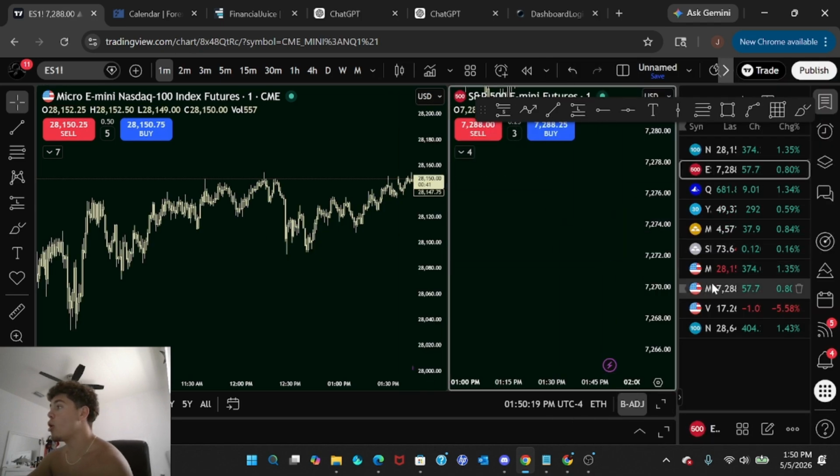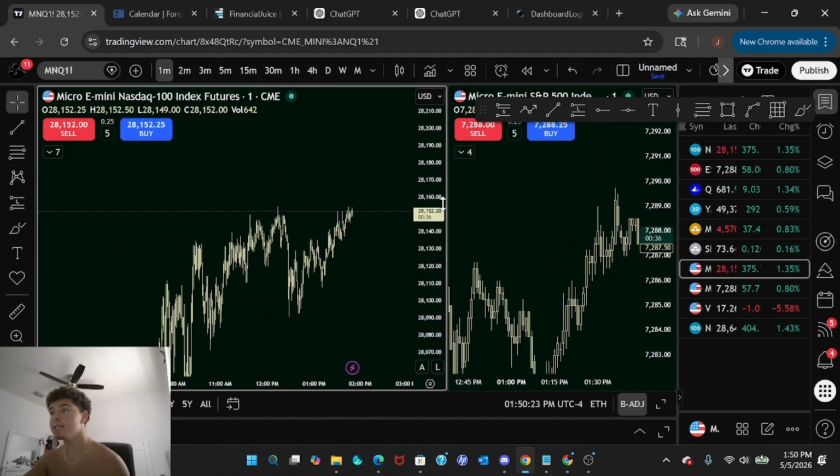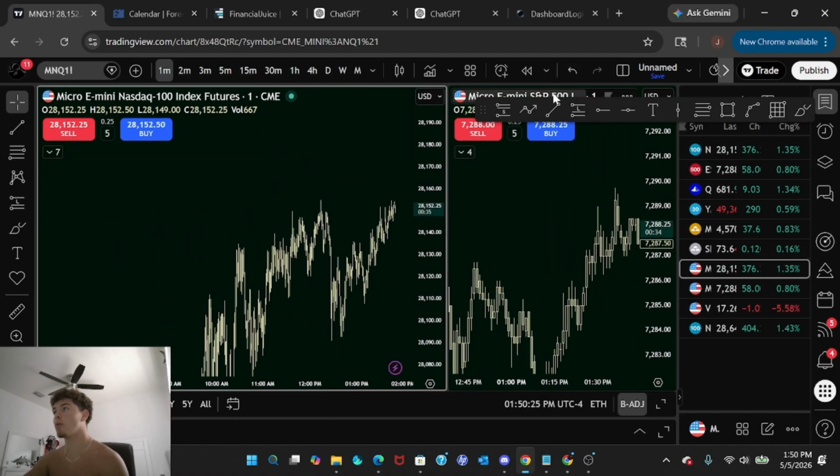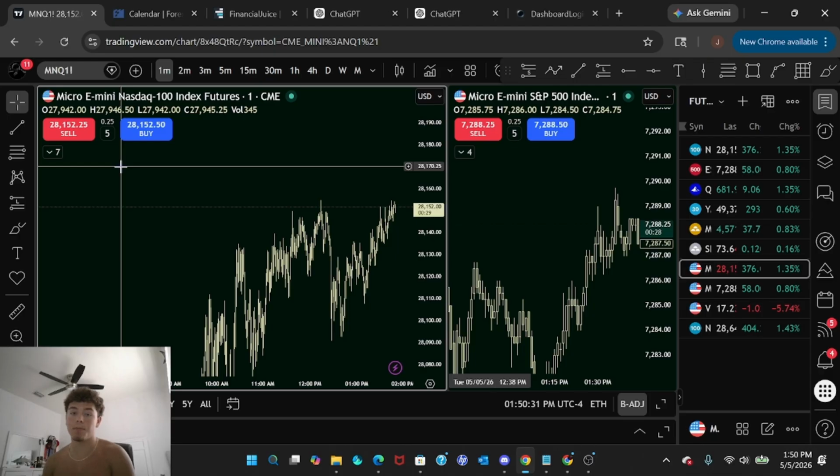SMTs. So what is an SMT? An SMT is a divergence between assets. Write it down somewhere in your notes. Make sure you have a pen and a notebook ready to go. SMTs are smart money technique divergence. So what does that mean? It's a divergence between two assets. There's a difference between two assets, correlated assets, to be specific.